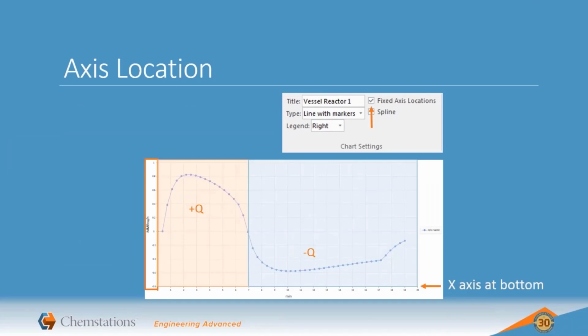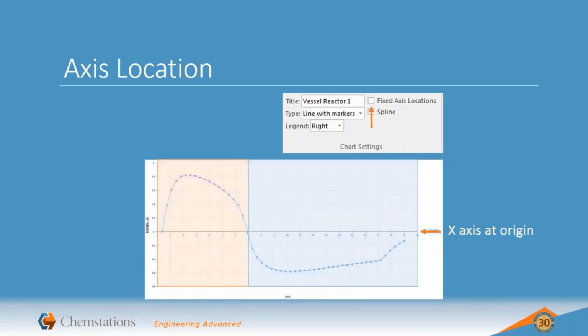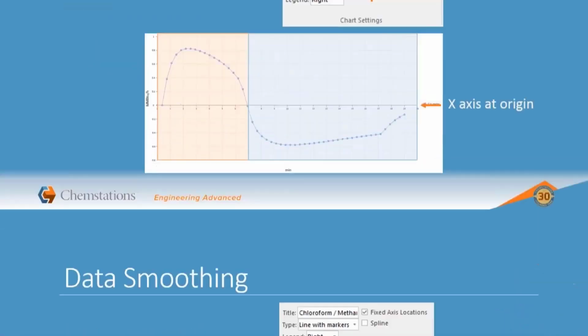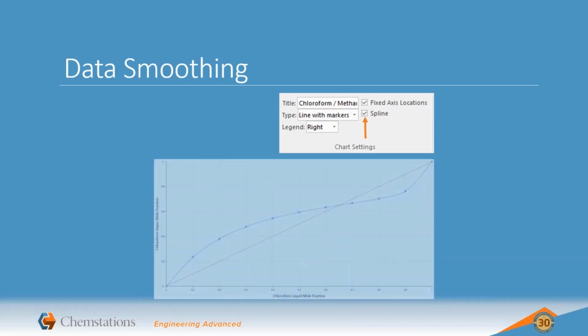A less common but sometimes useful feature is the Fixed Axis Location option. For charts where the values on either axis change from positive to negative or vice versa, unchecking this option forces the axes to intersect at the origin, which can make the charts easier to read. And finally, to further improve the look of a chart, we can check the Spline option to redraw the graph using smooth lines instead of our default straight lines.